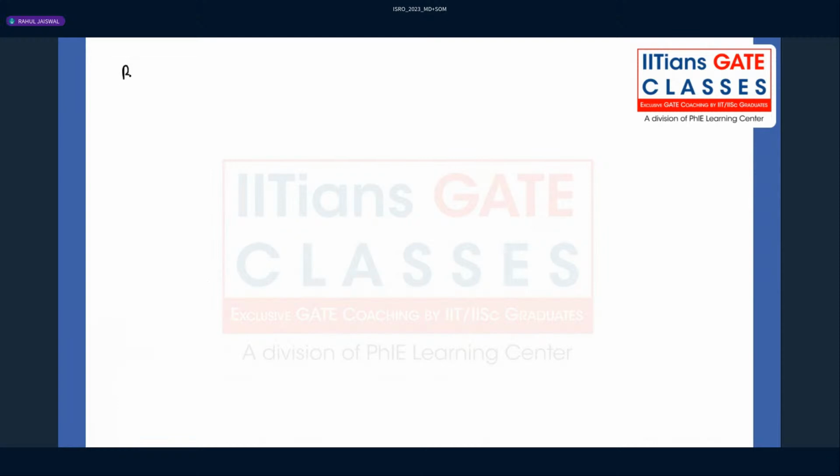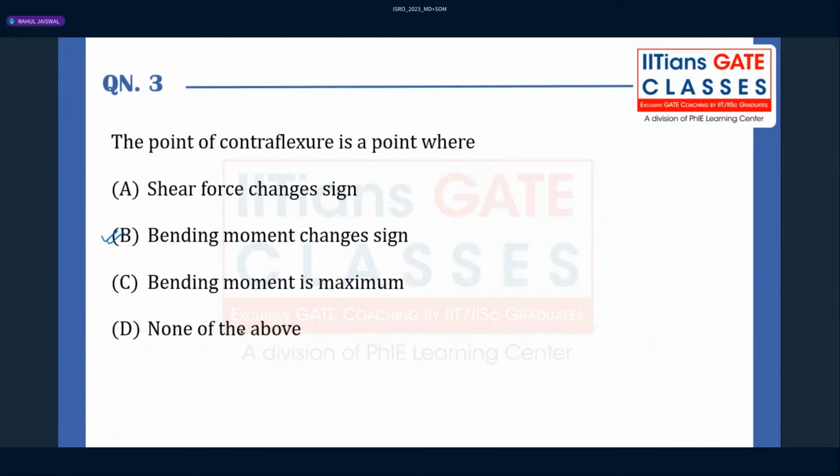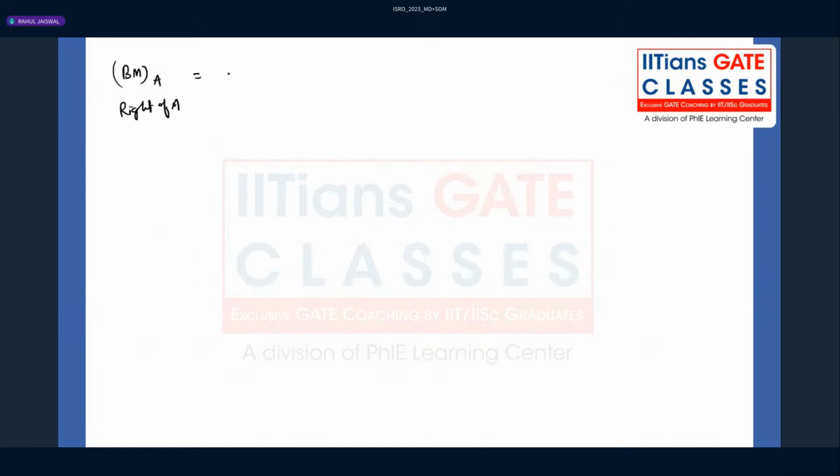What about the bending moment just to the right of A? Just to the right of A means here. So here we have plus WL by 2 minus W into 2L, minus W into L. So how much will you get? WL by 2 minus 3WL, that is nothing but minus 5WL by 2. That is the bending moment just to the right of A.